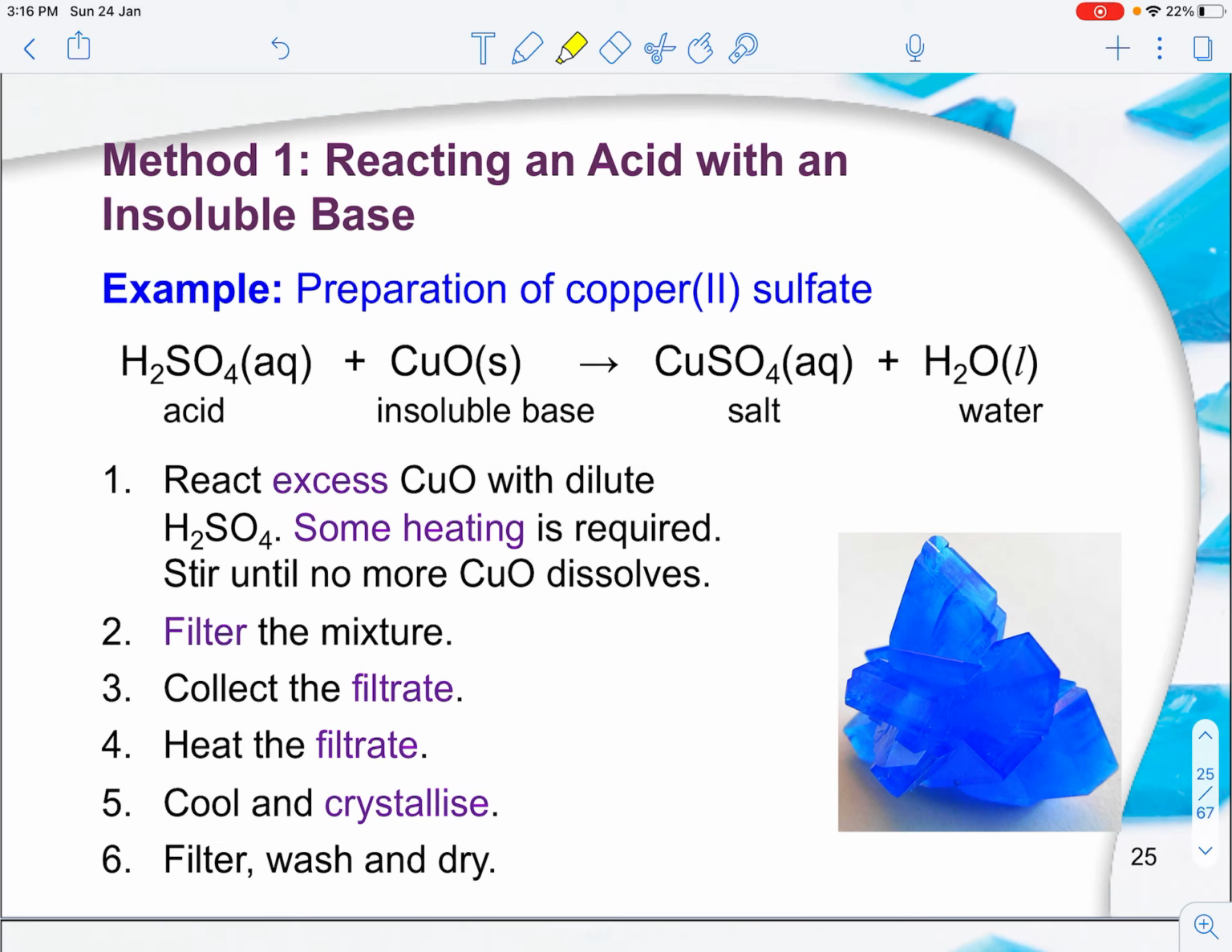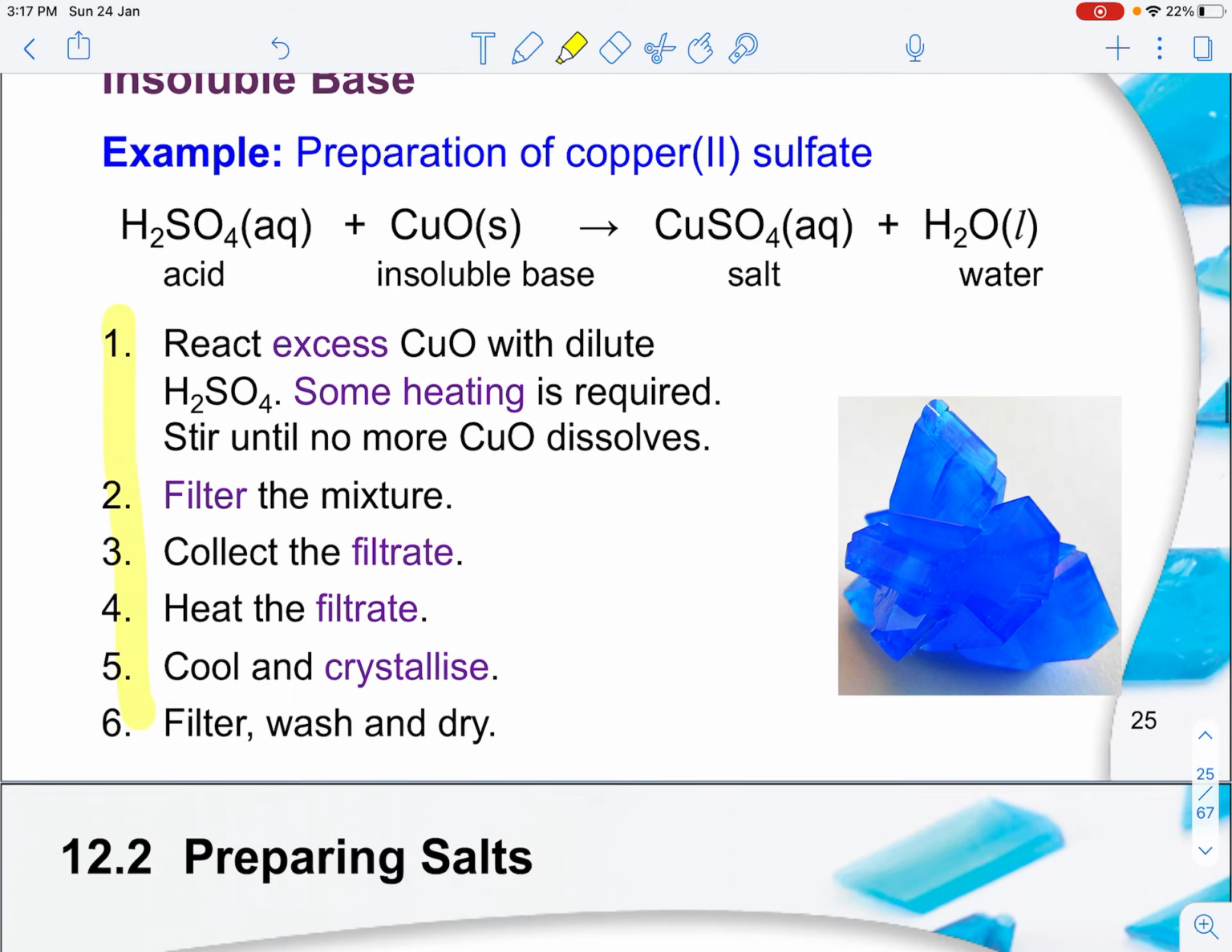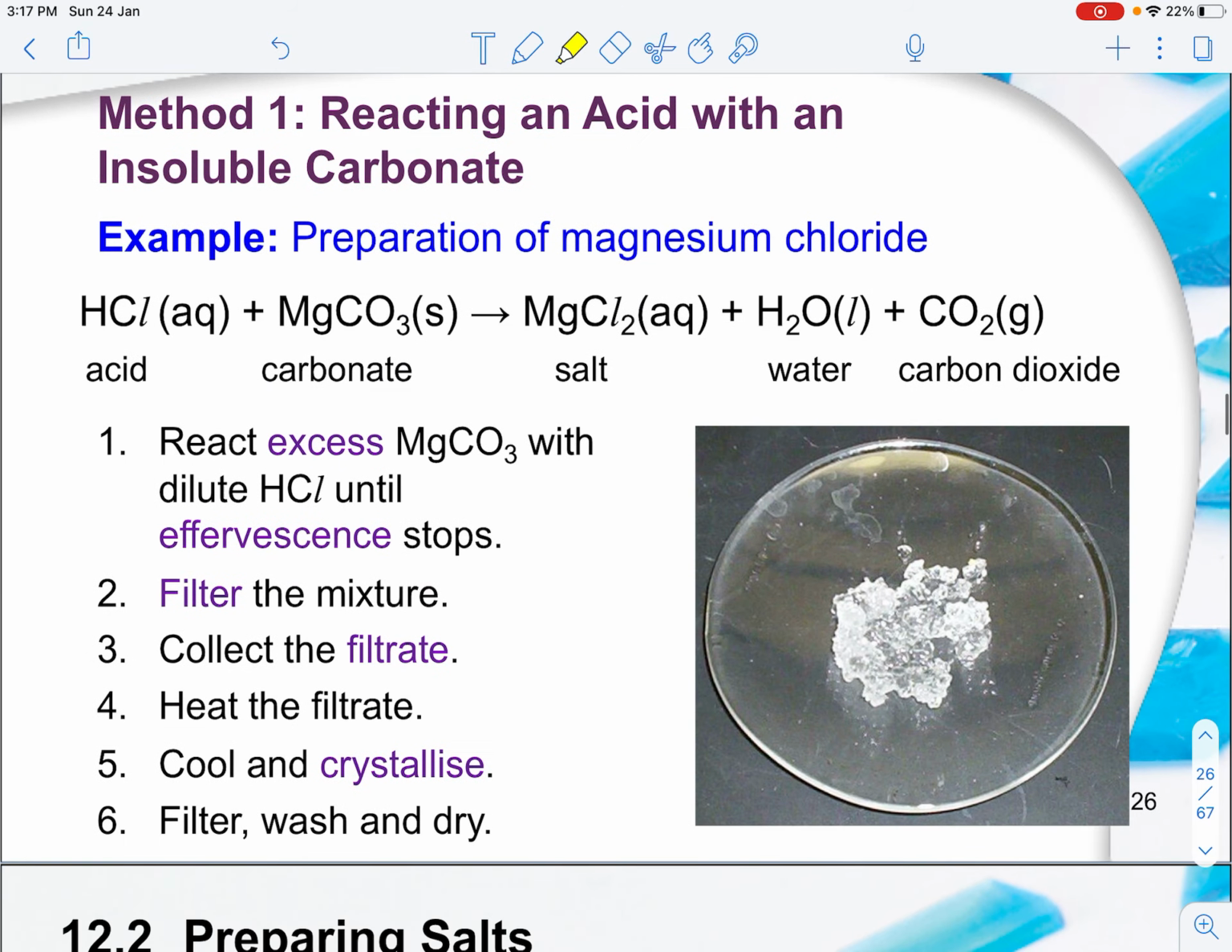Okay, so let's say we use insoluble base. Just now we were using actually metal. So for insoluble base, you realize that the reaction is all the same, whereby you react with excess of the base, some heating involved, stir until no more copper oxide is dissolved. You filter the mixture to remove the excess copper oxide that you use. You collect the residue. You collect the filtrate. You heat the filtrate, cool and crystallize, filter, wash and dry. So these are the 6 steps that you need to know for your answers.